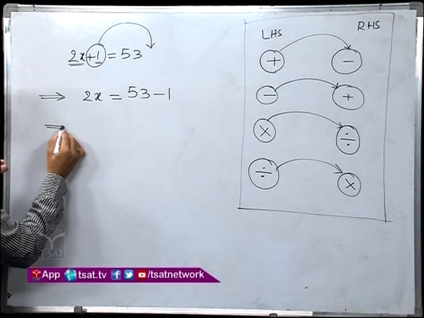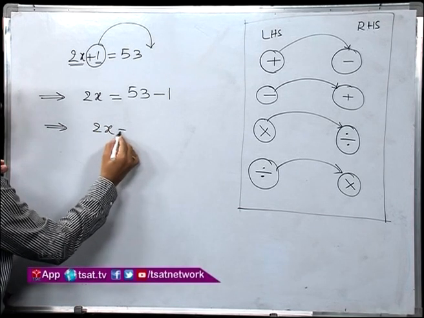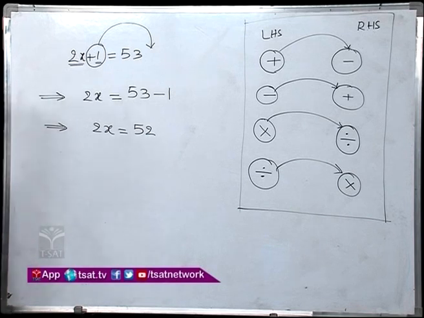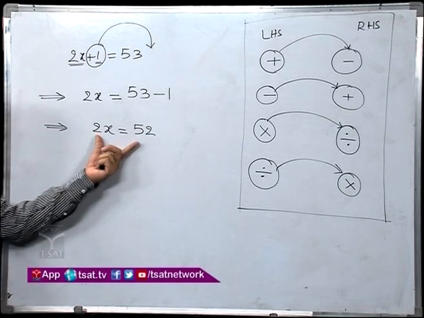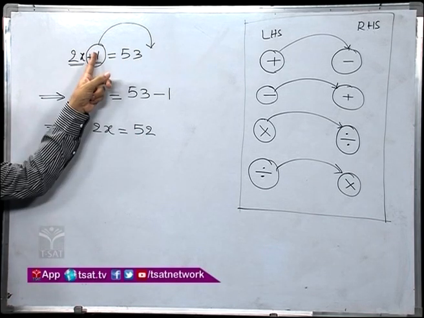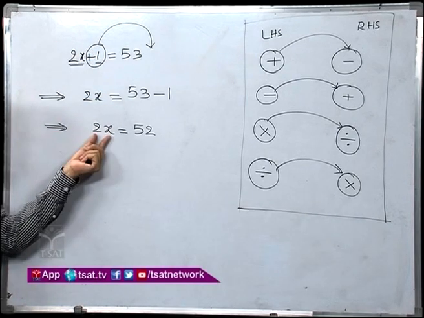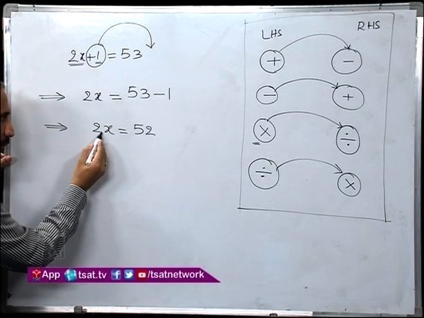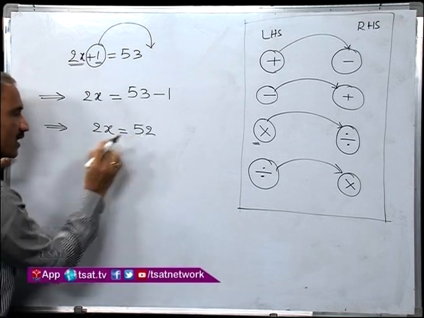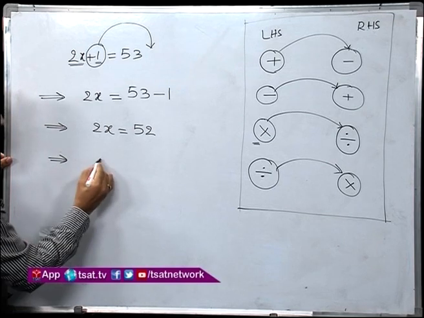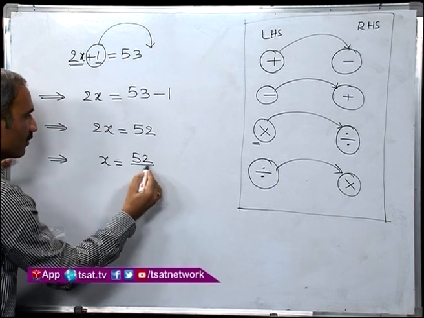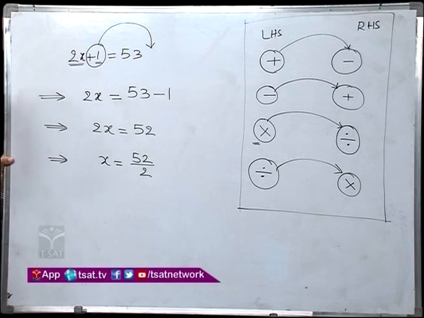That means 2x is equal to 53 minus 1, which is 52. Now, if you observe, we removed this plus quantity. Now you have multiplication. Again, you have to apply this: if there is a multiplication, if you take 2 to this side, it will divide. That implies x is equal to 52 by 2. This multiplication will become division.